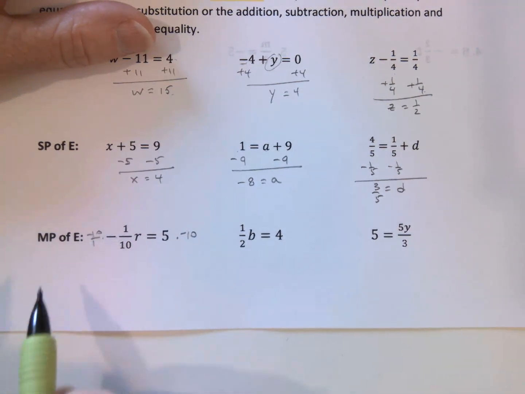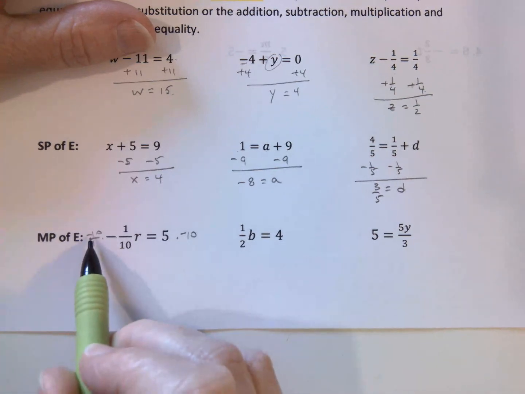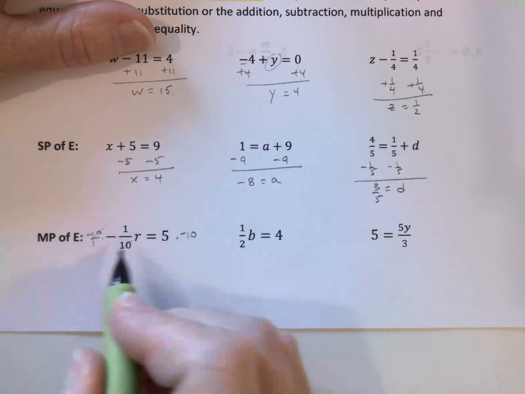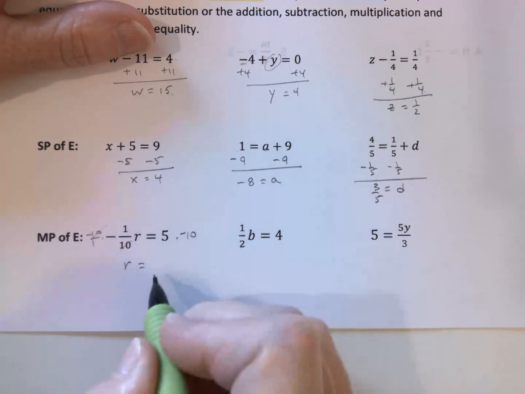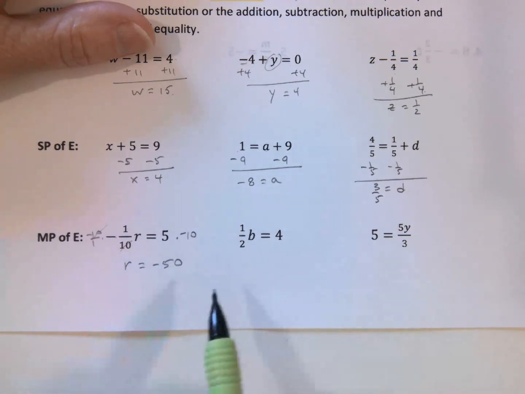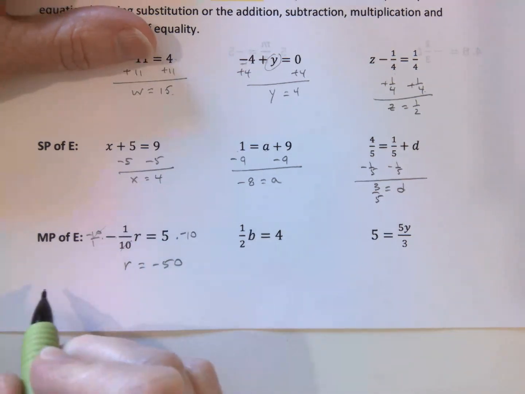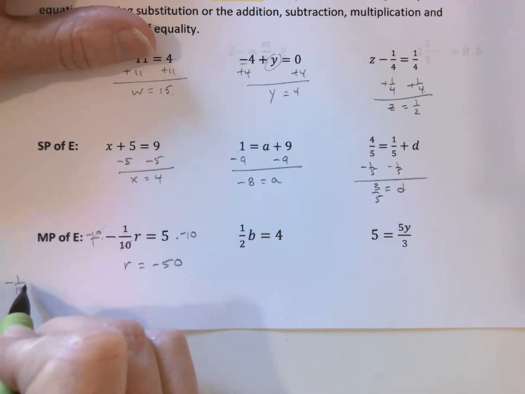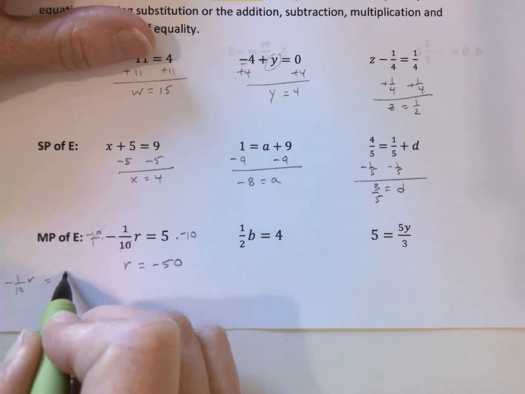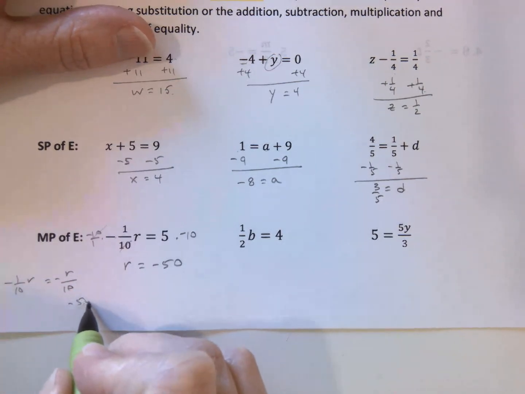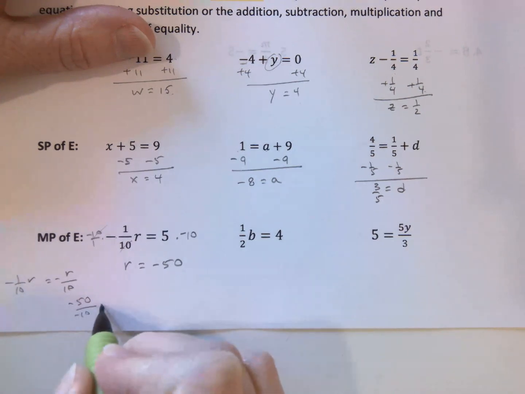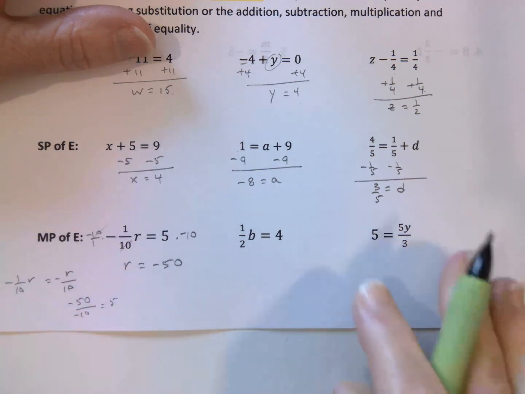Make sure that you use the sign. The reciprocals have the same sign. So this just cancels out. The negatives cancel out, and I'm left with r. Here I have 5 times negative 10, which is negative 50. If I were to check this, remember that this is the same as this. So I could say, well, negative 50 over negative 10 is equal to 5, which is what it was.